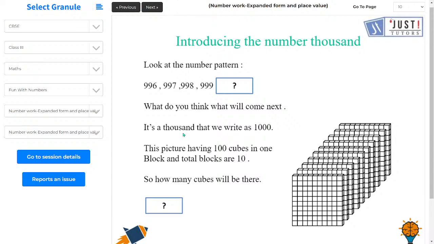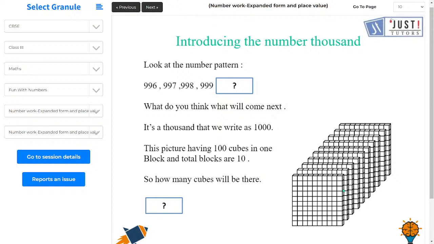What do you think? What number will come next after 999? It's 1000, that we write as 1000. This picture having 100 cubes in one block and total blocks are 10. So we can see this picture over here. It is having 100 cubes altogether in one block, and altogether there are 10 blocks.